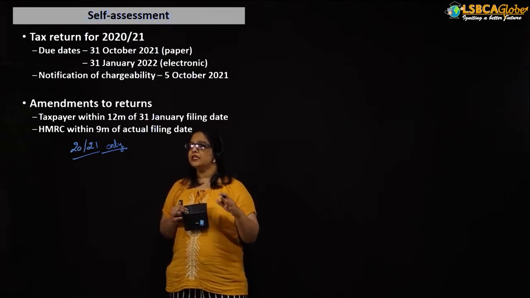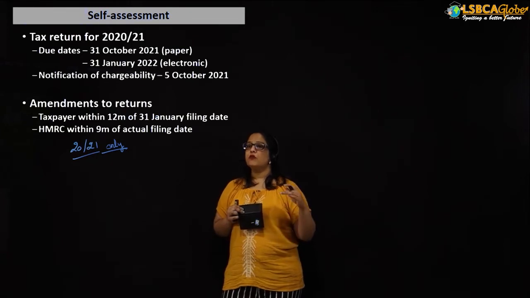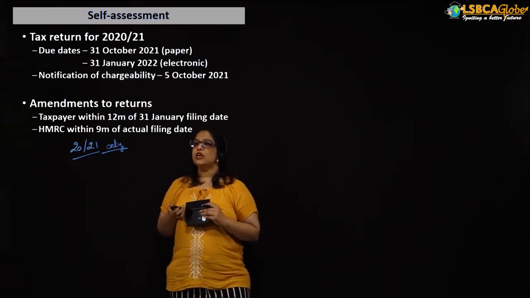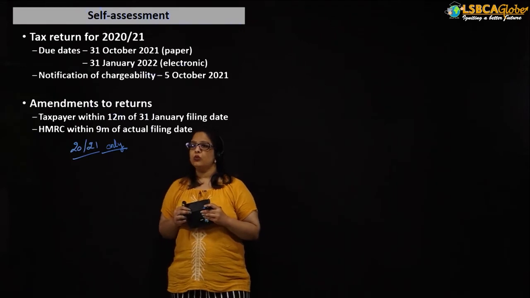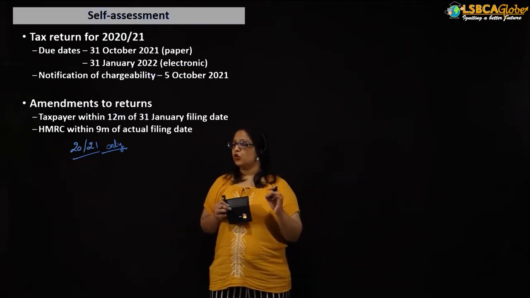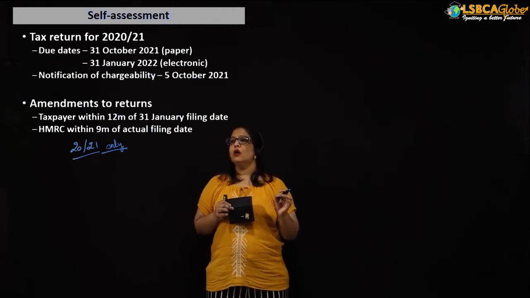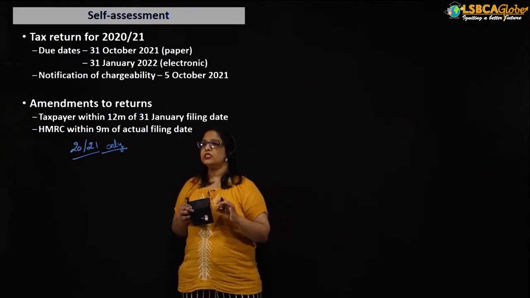So if the person has started earning, he has to notify HMRC by 5th October 21. Now class, we are going to do this one by one. First of all, come to the content of tax return. This I have told you: if it is a paper based return, the due date is 31st October 21, and if it is an online return, then the due date is 31st January 22.